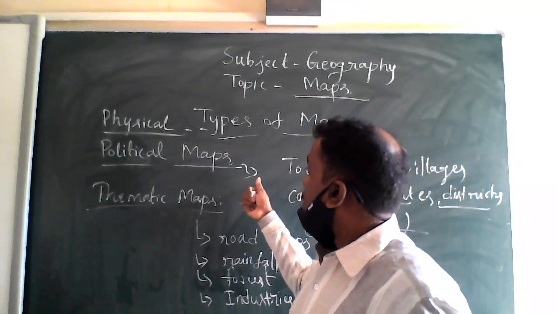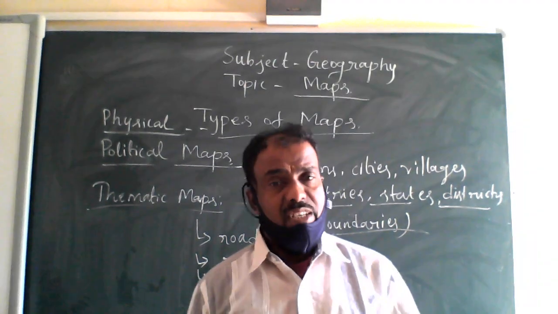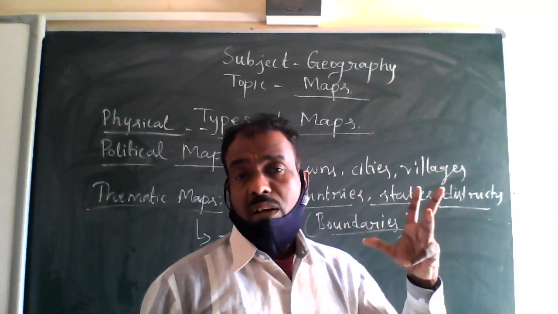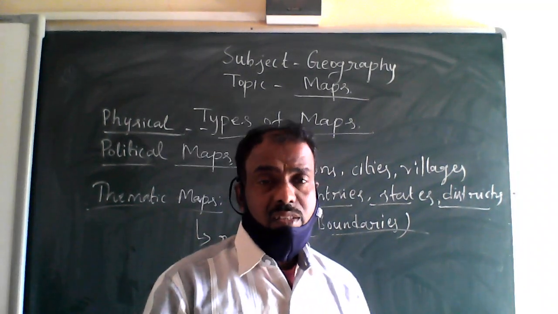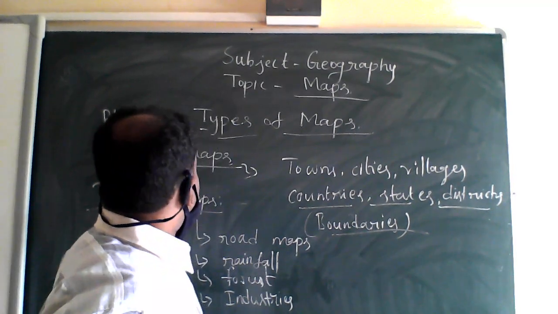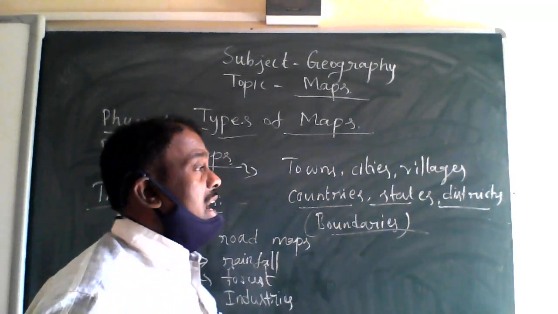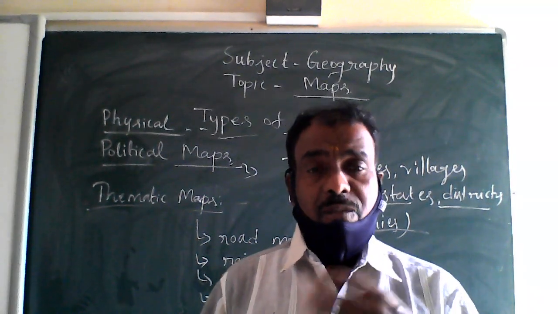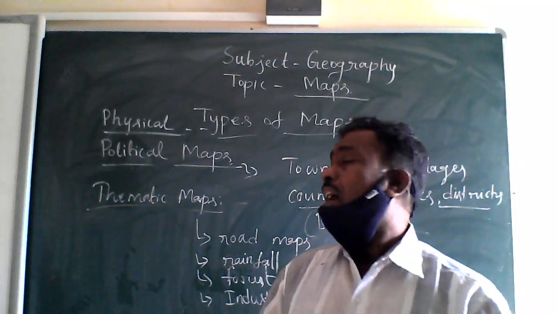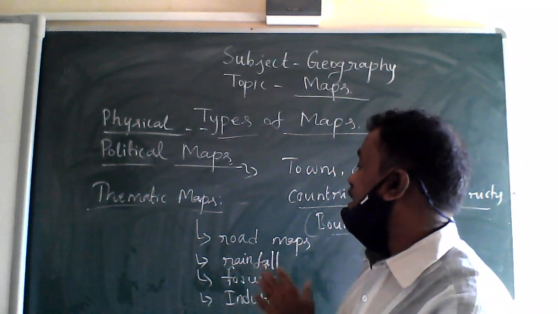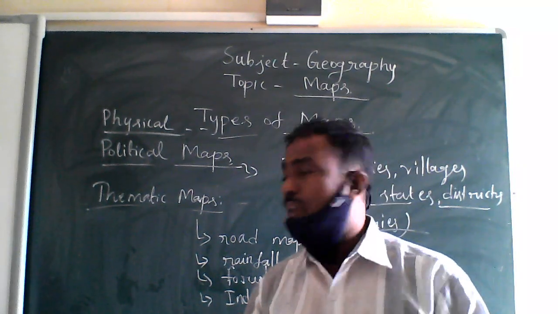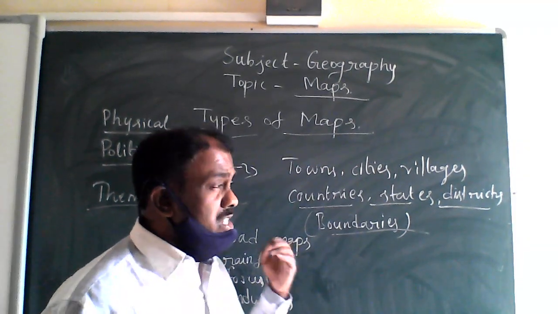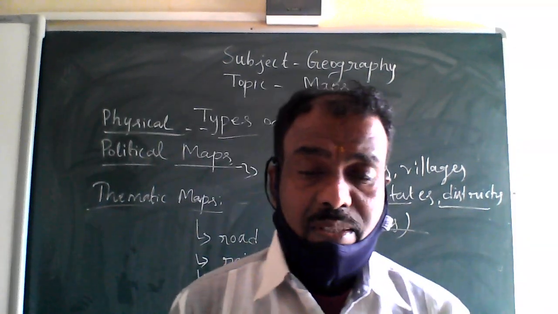Then there are maps showing towns, cities, countries, states and villages, and even country and state boundaries. Those maps are called political maps. And the maps focusing on specific information are called thematic maps, such as road maps, rainfall maps, the distribution of forests, and the distribution of industries and so on.